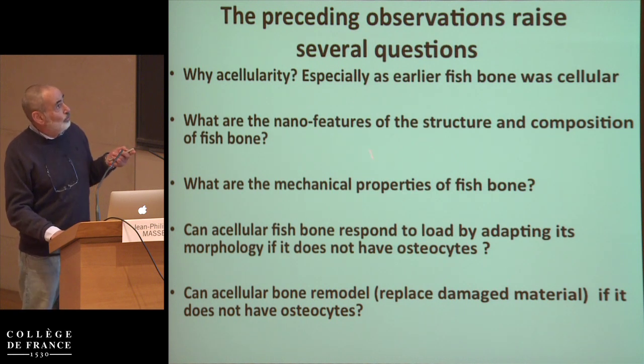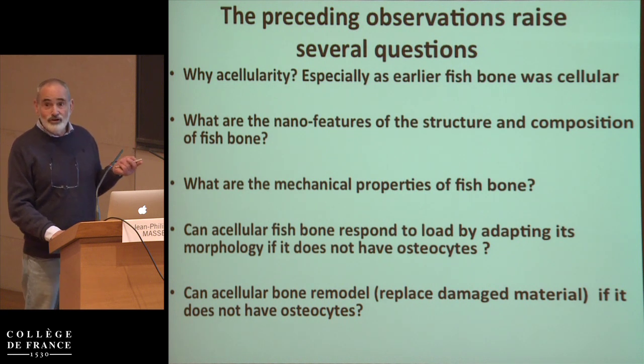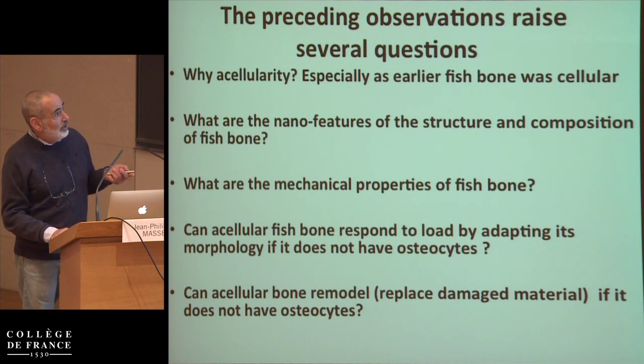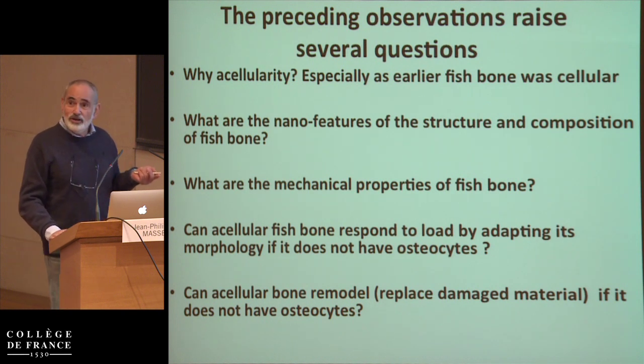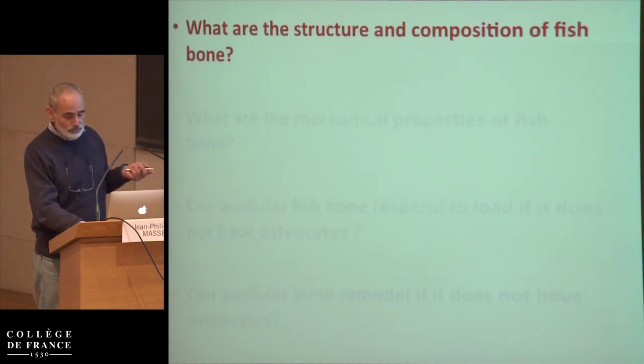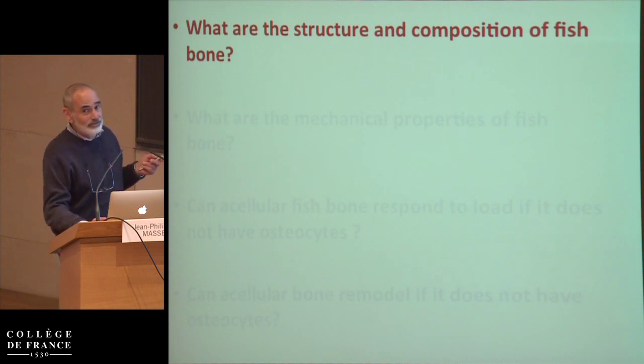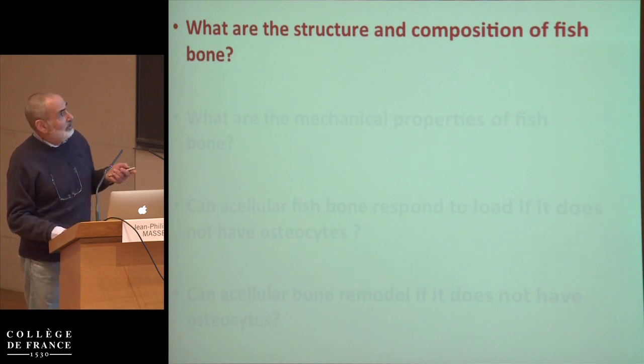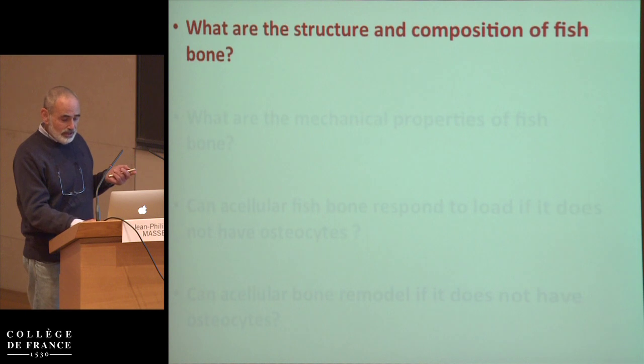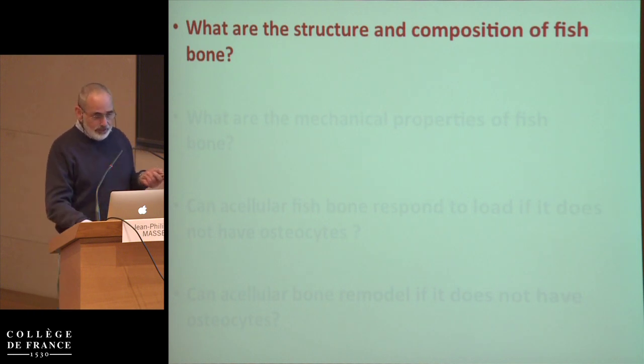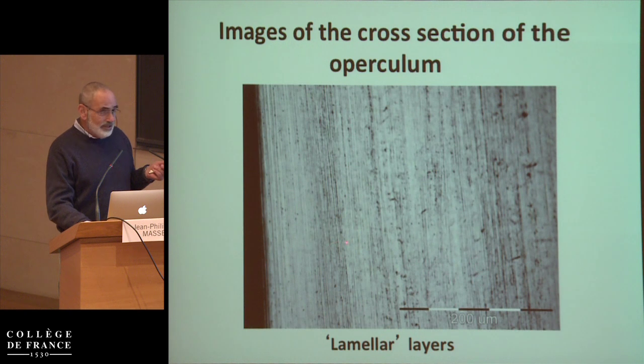Obviously, one would like to investigate the nanofeatures of the structure and composition and the mechanical properties of fish bone, because that hasn't been done very much. And then the two major hallmarks of bone, modeling and remodeling. Can fish do it? In particular, I'm interested in remodeling. Can fish remodel? So I'll just describe a bit our detailed studies of structure and architecture of fish bone. Acellular fish bone seems quite boring at first if you look at the cross section. It's very layered, that is obvious.